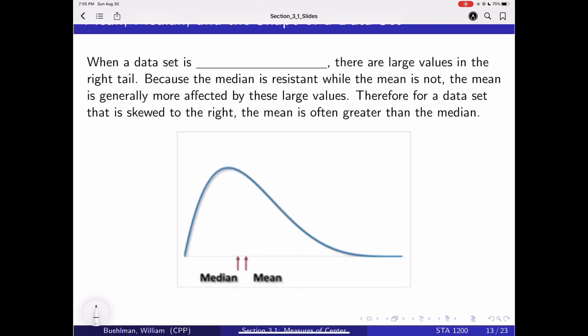When a data set is skewed to the right, there are large values in the right tail. So there are very extreme values in the right-hand tail. Because the median is resistant while the mean is not, the mean will be generally affected more by these larger values and be pulled to that right-hand side. And in that case, we see that the median will be less than the mean. So in the cases of where the data is skewed to the right, the median is less than the mean.